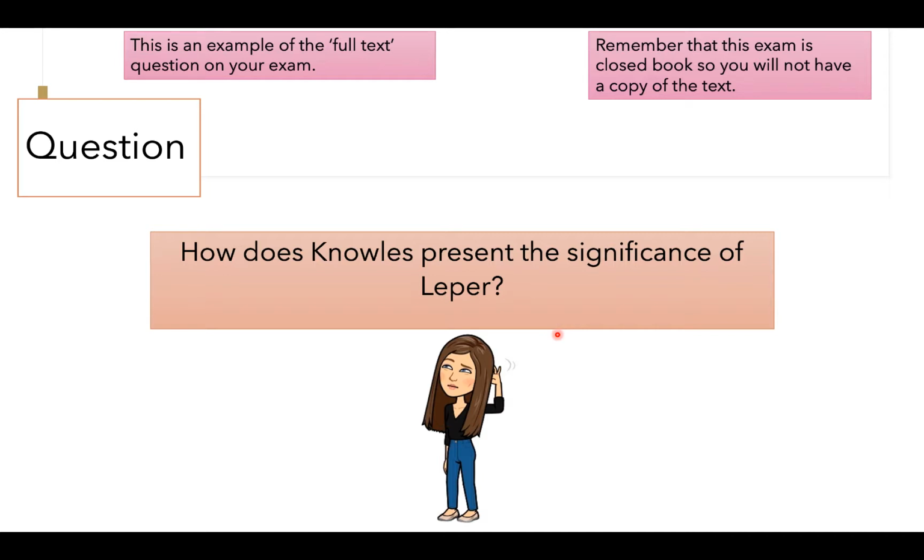Remember that this is a closed book exam. You will not have a copy of the text, so it's a good idea to have read the text at least twice on top of what you've done in lesson, in order to have a good understanding of the order of events, how the novel progresses, how characters develop and progress. But also, as you go, it would be a great idea to make little notes of words, phrases, interesting quotations that you try and memorize, even if you just have them stuck up on your bedroom wall somewhere, so every day you just look at them.